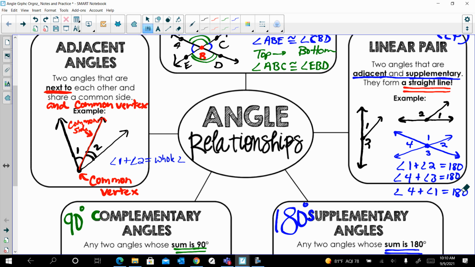Okay? All right, you're going to need this sheet to help you with some practicing of finding missing angles. So let's go ahead and get it into our spiral, and then we're going to do the practice next.